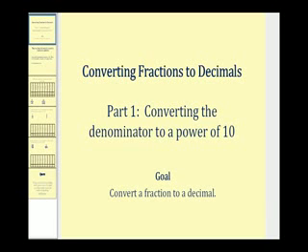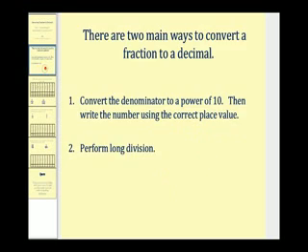Welcome to part 1 of converting fractions to decimals. In this video we'll take a look at converting fractions to decimals by converting the denominator to a power of 10. There are really two main ways to convert a fraction to a decimal without a calculator.